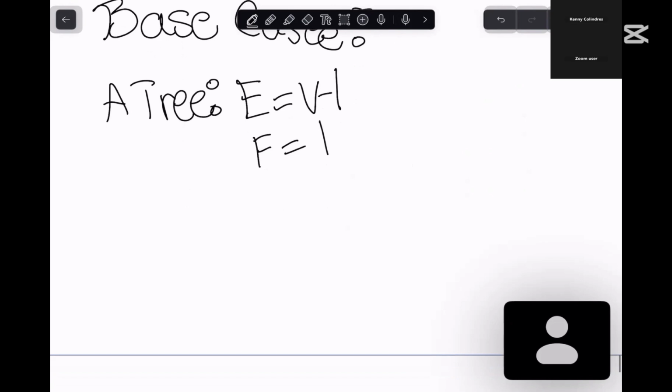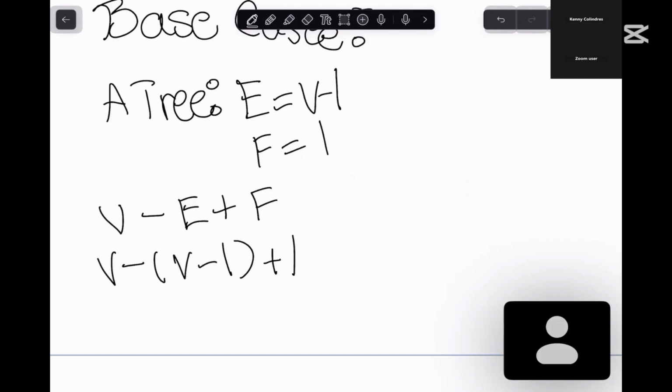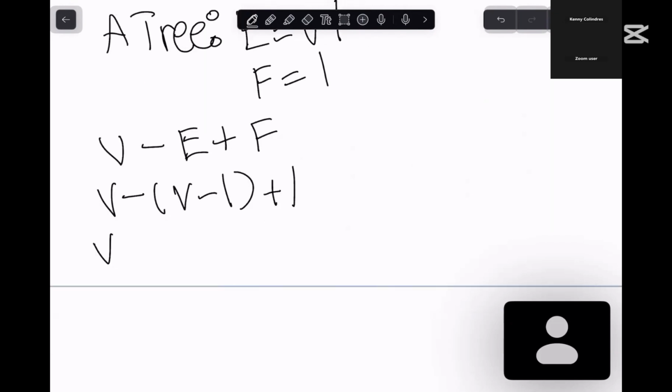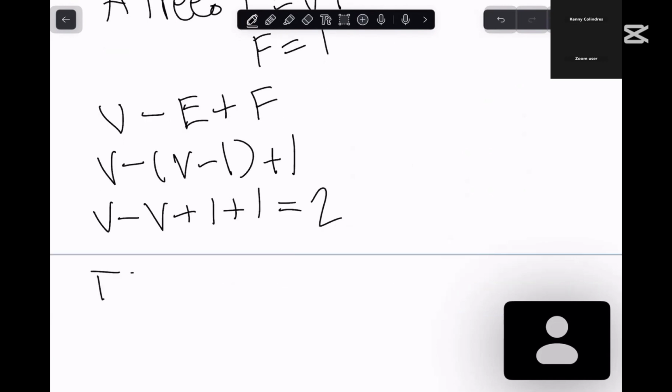Given our original Euler's formula, V minus E plus F, we can substitute V minus 1 for E, and substitute 1 for F, which gives us V minus (V minus 1) plus 1. If you distribute the negative, you're left with V minus V plus 1 plus 1. Simplify that, and you're left with 2. Thus, the base case holds.